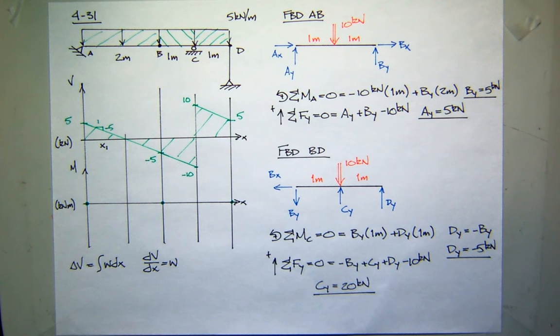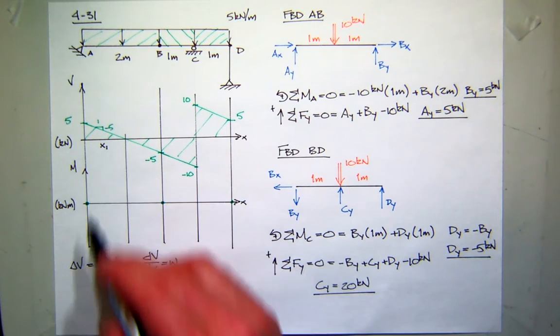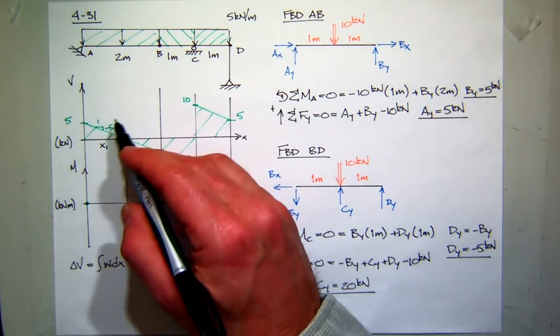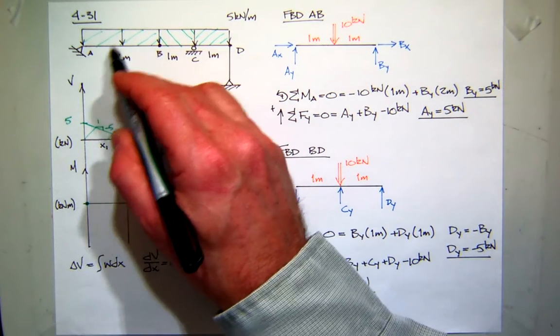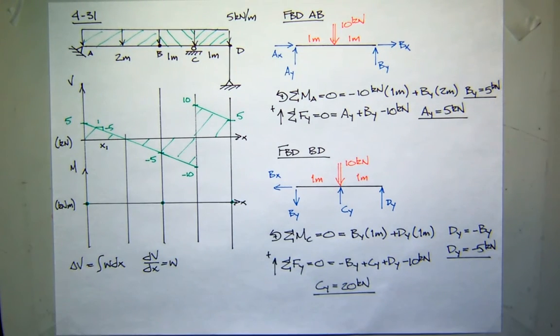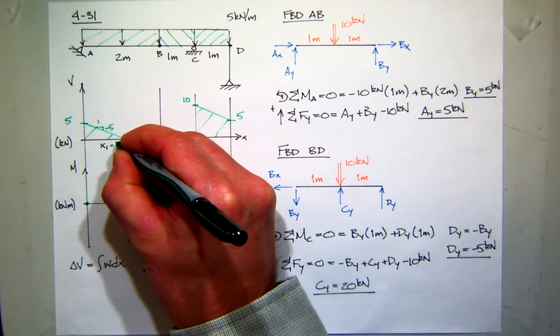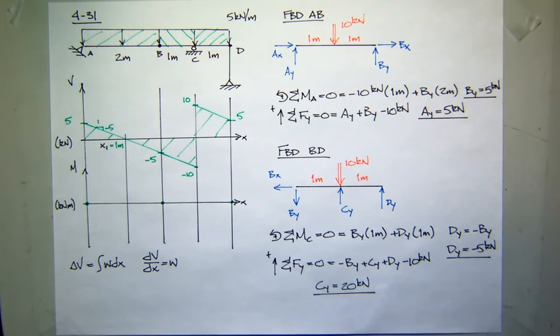Everybody see that? If you don't see it, you go back to the same thing. The change in shear from 5 to 0 is 5. The area of the load curve would be x times 5. Solve for x, you get 1. So that's going to end up being 1 meter. So now let's do our moment.